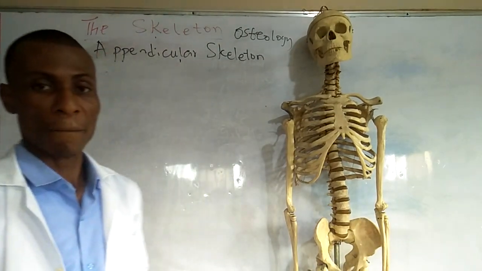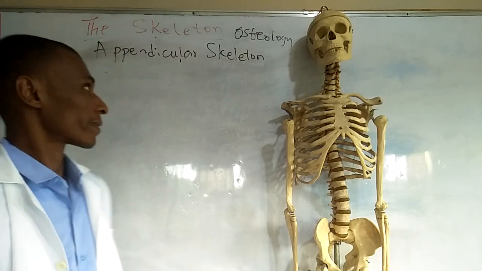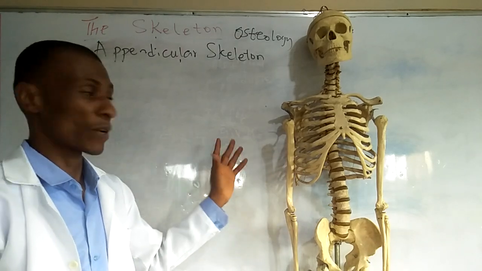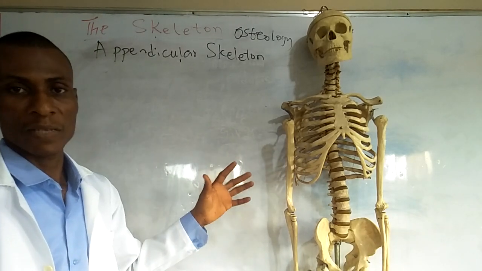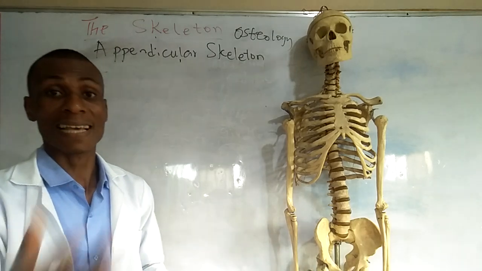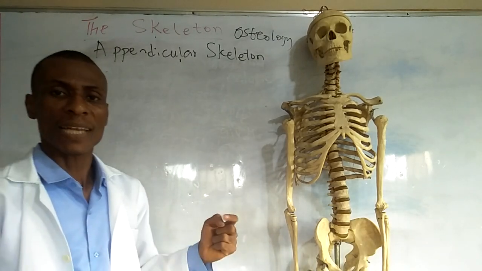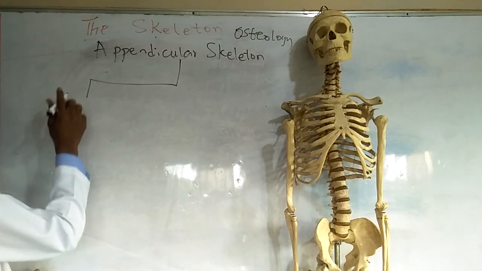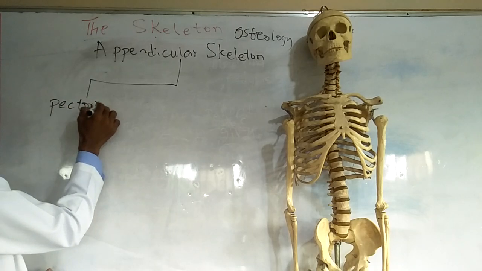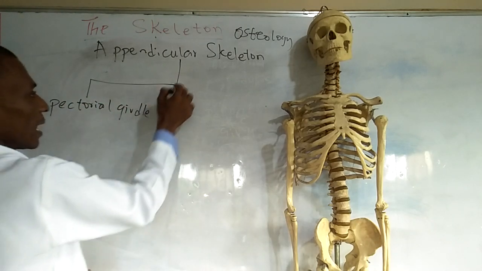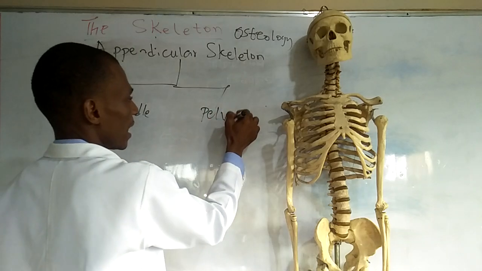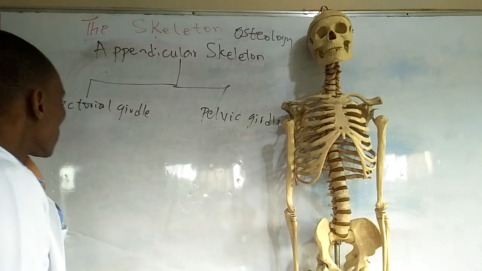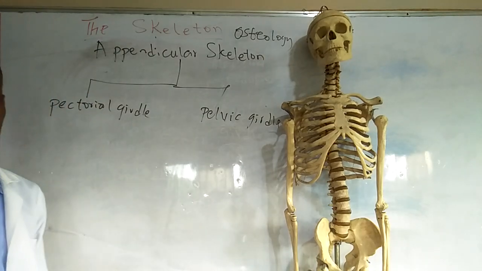We are going to look at the appendicular skeleton as a type of the endoskeleton in the human body. Remember, in our previous lesson, the human skeleton has been divided into the axial and the appendicular skeleton. The appendicular skeleton here is being divided into two. We have here the pectoral girdle, and we also have the pelvic girdle. We have to start with the pectoral girdle, the bones of the pectoral girdle.